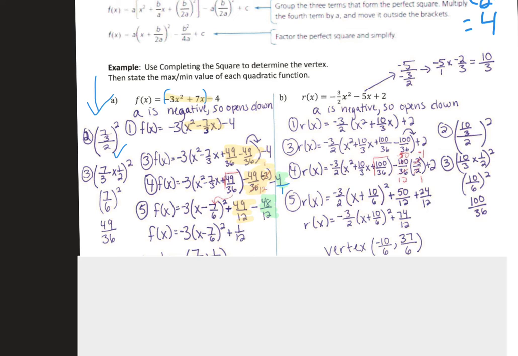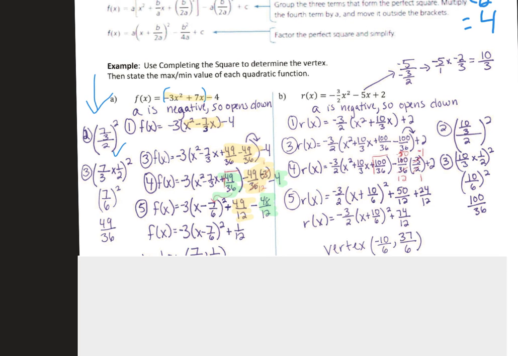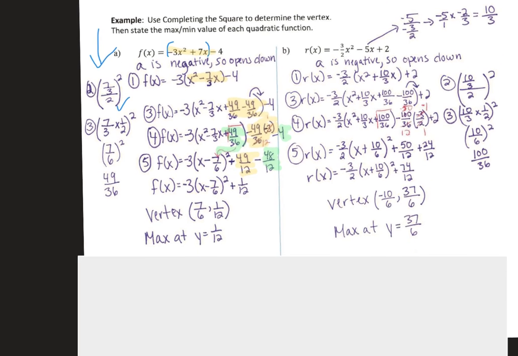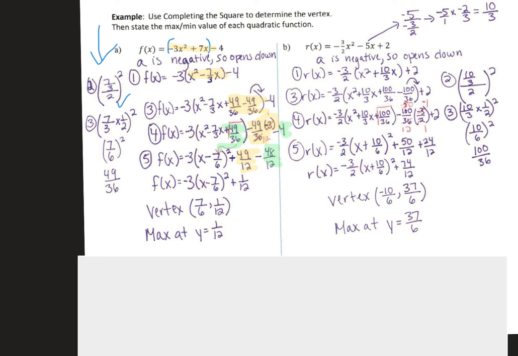Okay, we should be able to take the square root of this number, and that will get us what goes in our perfect square trinomial. So the square root of 49 is 7, the square root of 36 is 6. That goes inside of our trinomial. So once we factor that perfect square trinomial, we're left with x minus 7/6 squared. We still have that -3 out front that we common factored out.